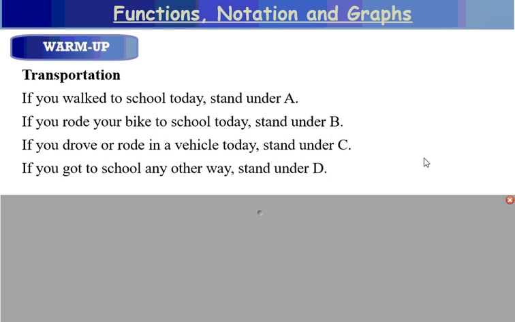And I would have asked you to go to your corresponding corners based on this rule right here, or I guess these series of rules. So it would say if you walked to school today, go back to corner A. If you rode your bike to school today, go to corner B. If you drove or rode in some vehicle, go to corner C. If you got to school any other way, if you hopped or skipped or scootered, go to corner D. So then you'd think, well, actually go ahead and do it right now. Think where you would go to. I'd ask you to go and then ask you to come back to your seats.